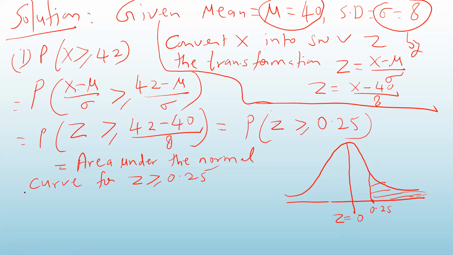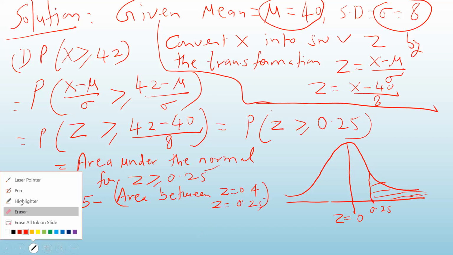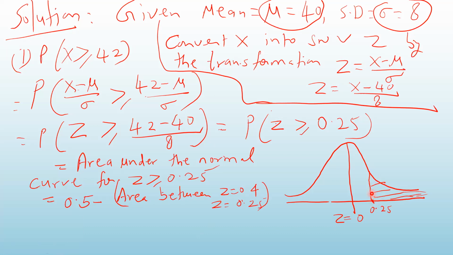Try to understand this. So this is equal to 0.5 minus the area between z equal to 0 and z equal to 0.25. Once again, I'm explaining to you. Try to understand this. See, I have to find the area which I have shaded here, meaning after 0.25. How will I get this area?